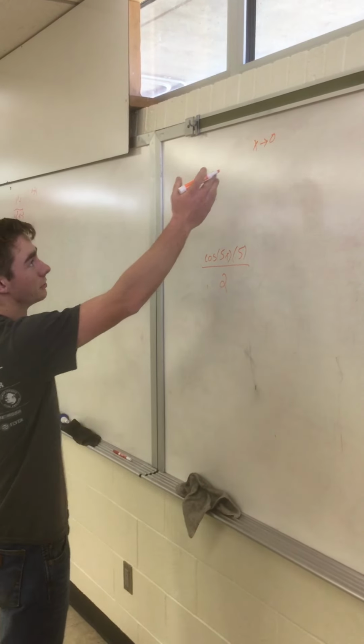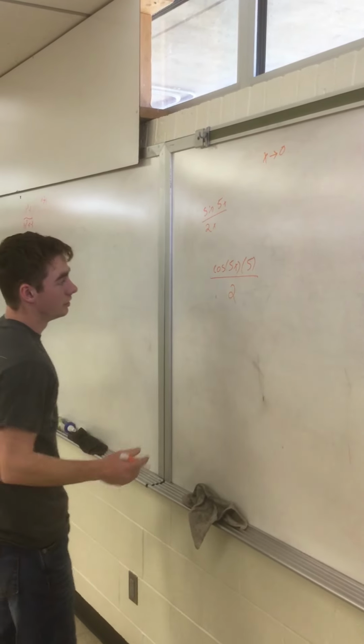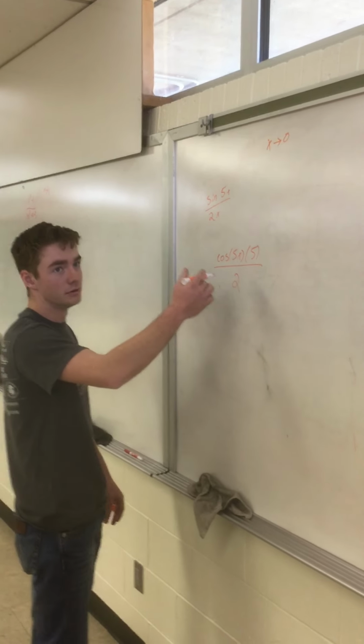So now you can plug in 0 for x. So cosine of 0 is 1.